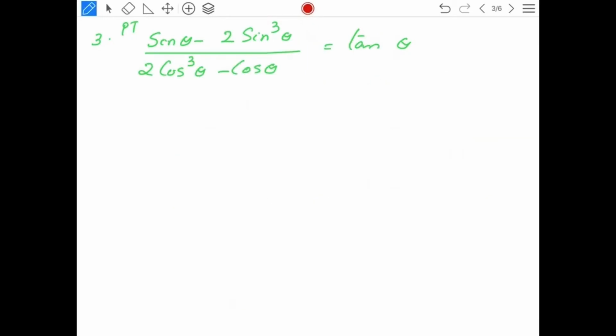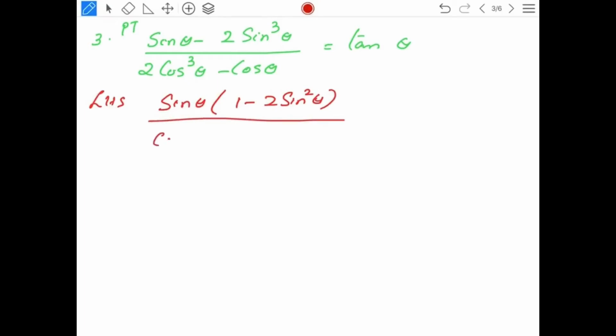Now here, sin theta minus 2 sin cube theta divided by 2 cos cube theta minus cos theta. If you see, in the numerator sin theta is common and in the denominator cos theta is common. So we'll take sin theta out: 1 minus 2 sin square theta. And here cos theta into 2 cos square theta minus 1.